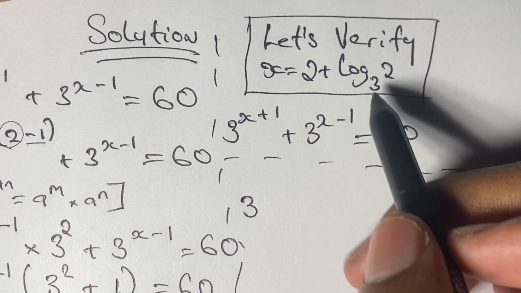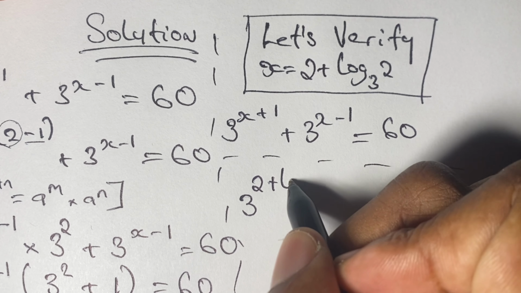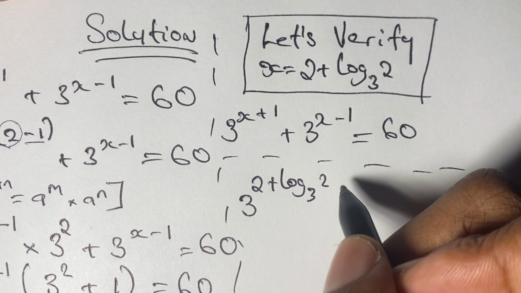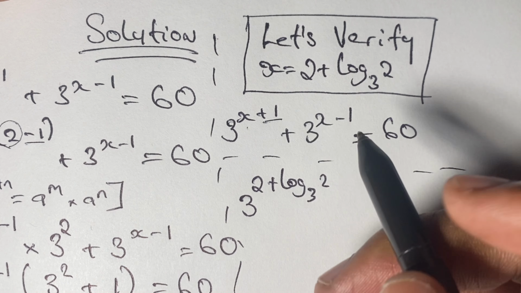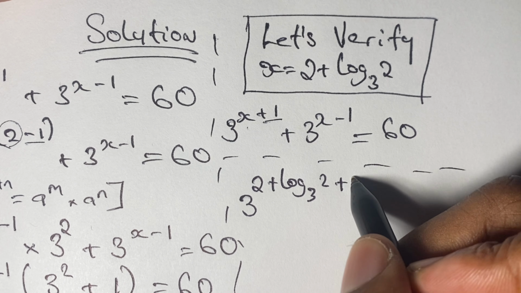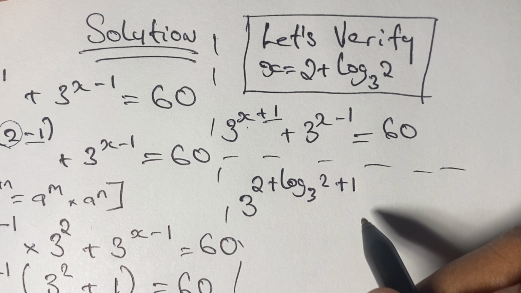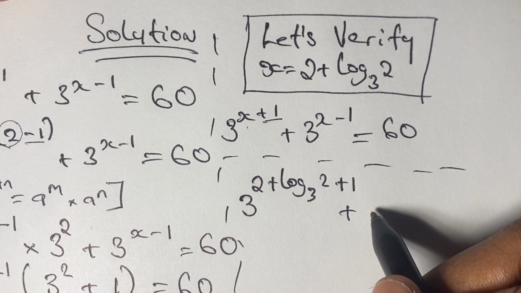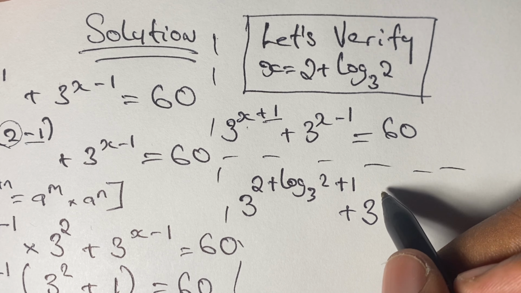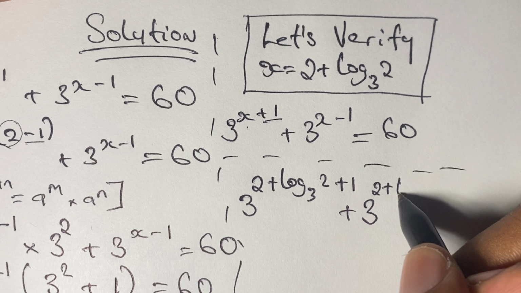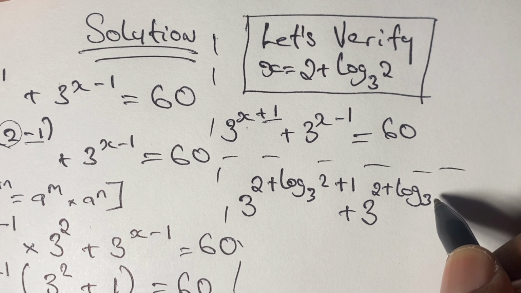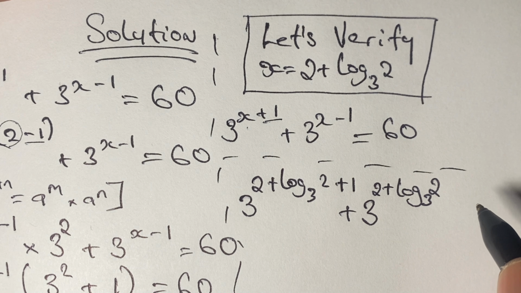So we would have 3 to the power of x, which is 2 plus log base 3 of 2, and then we would add our 1. So 1 is here, so we'll just add 1. Then we move on to plus 3 to the power of x again, and we know that x is 2 plus log base 3 of 2. And then we go ahead and subtract our 1 as we have it here in our equation.